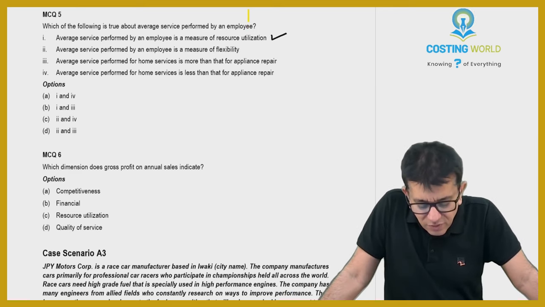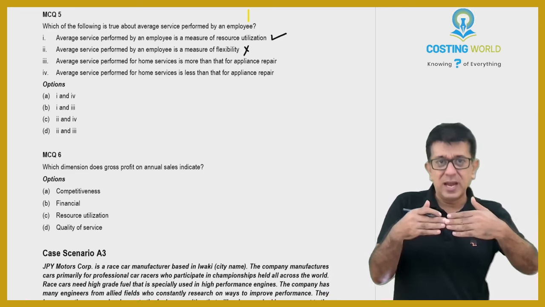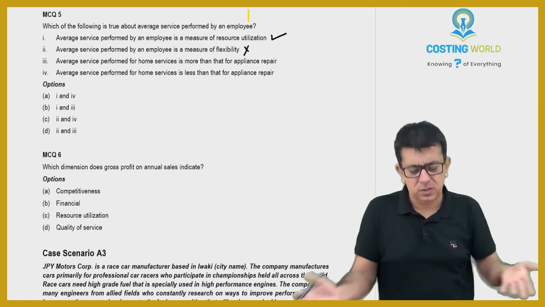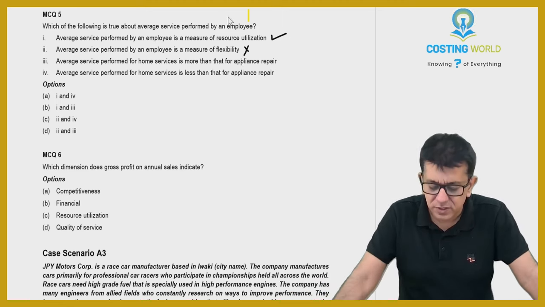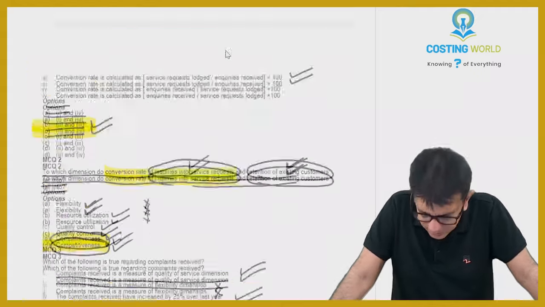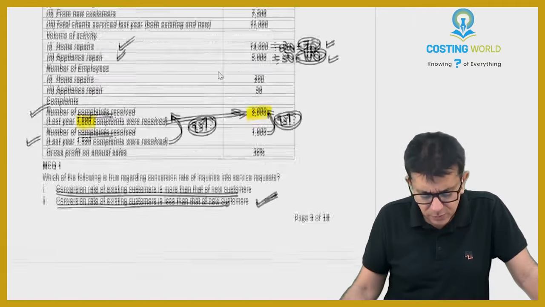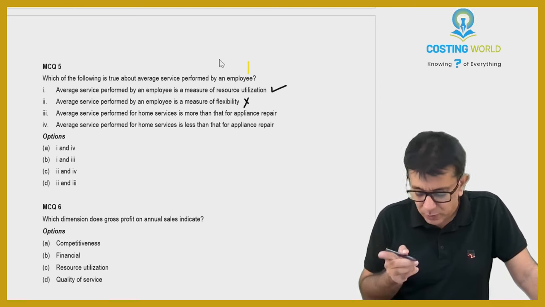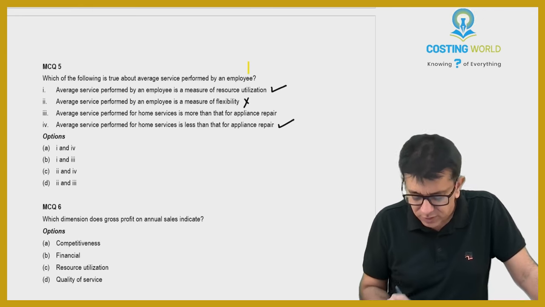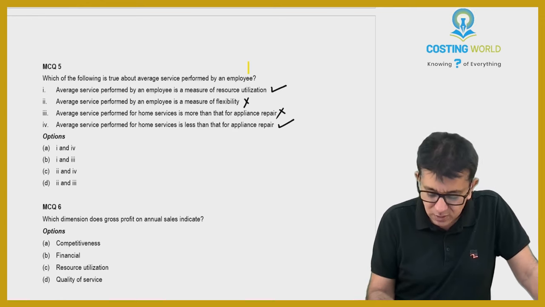Then, average service performed by an employee is a measure of flexibility. No, flexibility is adaptability for new things. These are not new things. Further, average service performed for home service is more than appliance repair. One sec, I calculated, no? Appliance repair is more than home repairs, beta. So, the fourth one is average service performed by home service is less than appliance repair. Yes, because appliance repair is more than home service. So, this statement is correct. This is false. Okay. So, first and fourth are correct. So, the answer should be this over here.